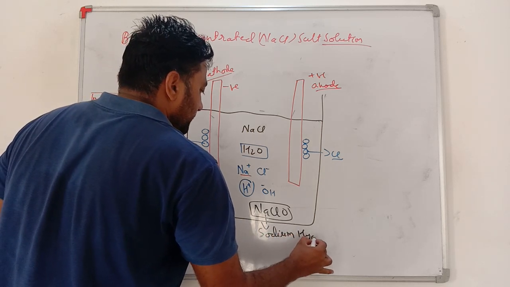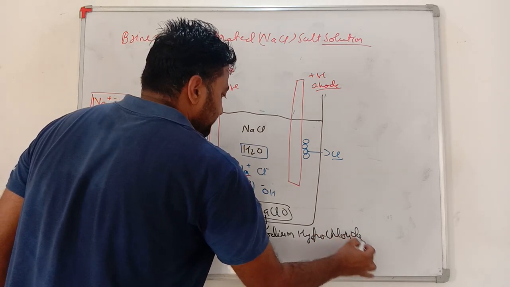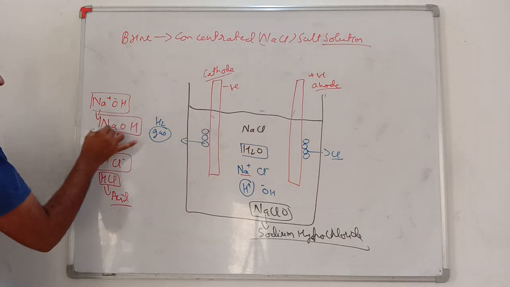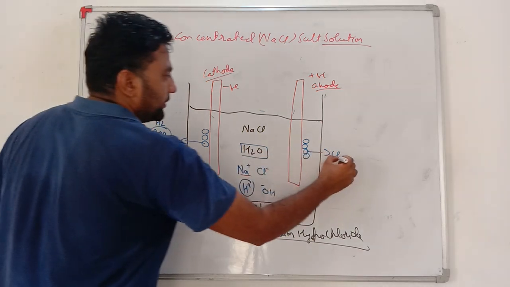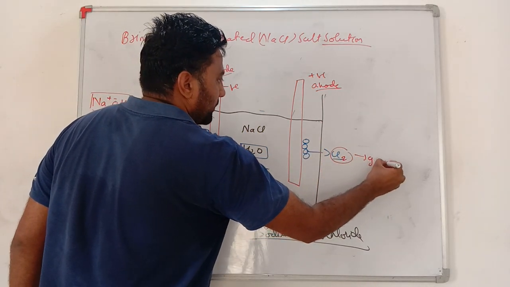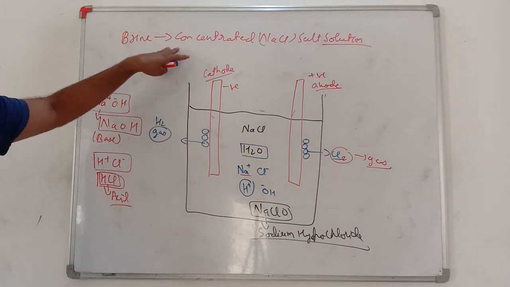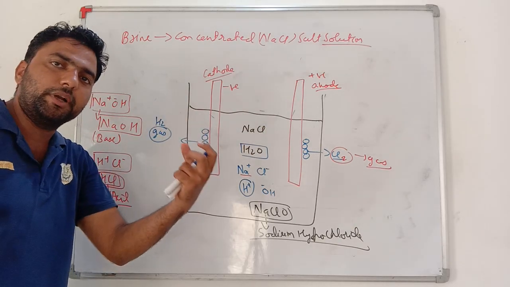Sodium hypochlorite. See my dear student, from a single NaCl we are getting NaOH, that is a base, we are getting HCl, that is an acid, H2, that is a gas, and Cl2, that is chlorine gas. Okay, we are getting NaClO, sodium hypochlorite. So very important, NaCl salt gives many other products for industries.